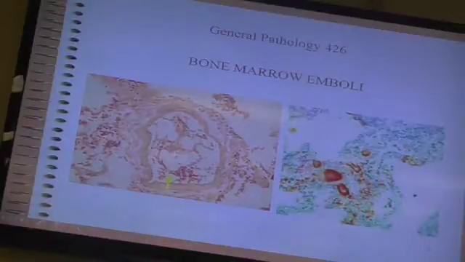And this is again showing the bone marrow kind of emboli, and what the difference in this is showing is the lipid again, the fat. But this also is staining for some of the stem cells, so that you can actually see bone marrow cells.